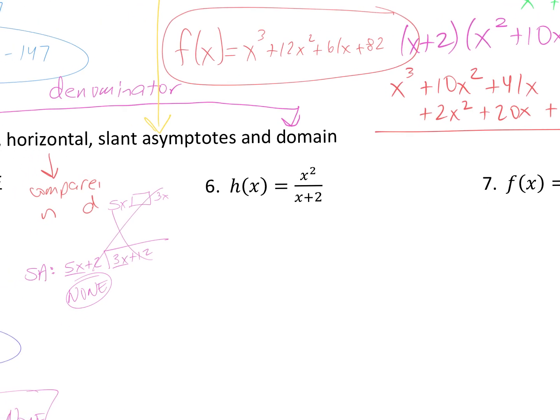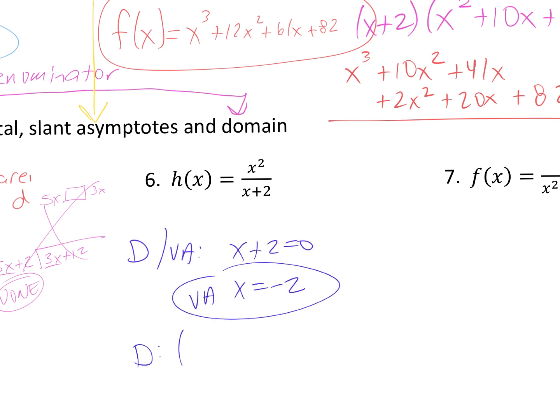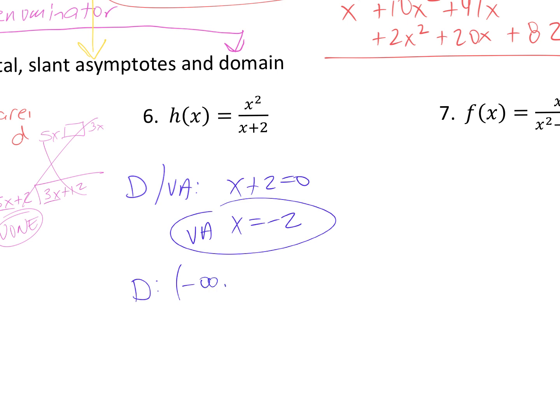All right, let's look at number 6. Let's go through these kind of quick. I'm going to find domain and vertical asymptote at the same time. Where do I look? Denominator, okay? X plus 2 equals 0. X equals negative 2. What did I just find? My vertical asymptote. Good. What's the domain then? Negative infinity to negative 2 union negative 2 to infinity. Good.